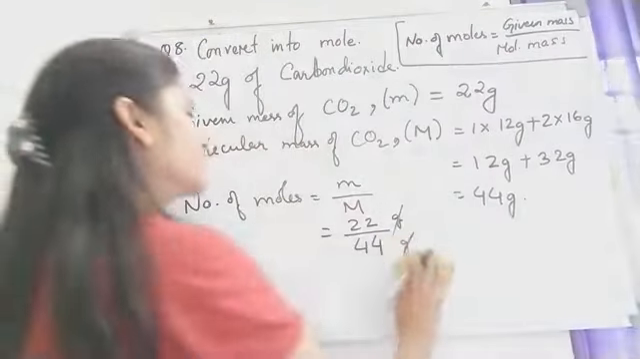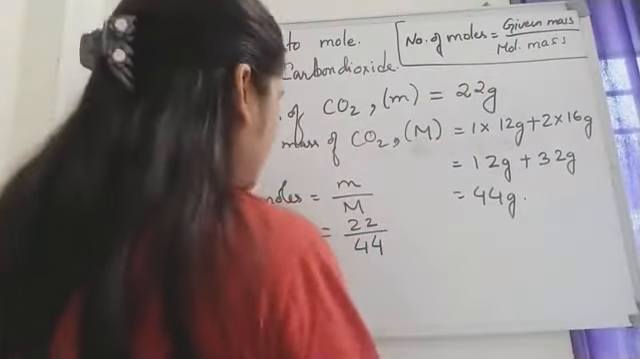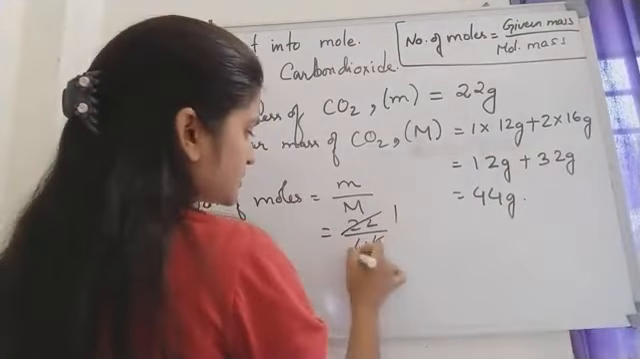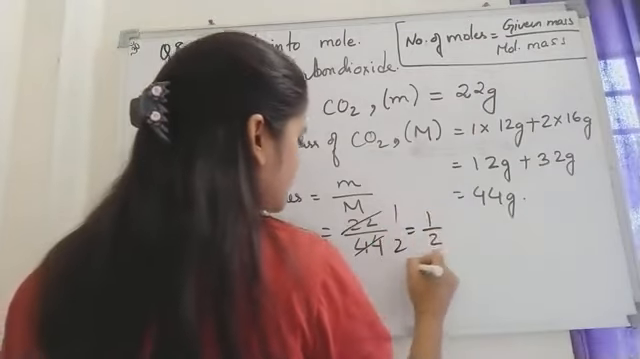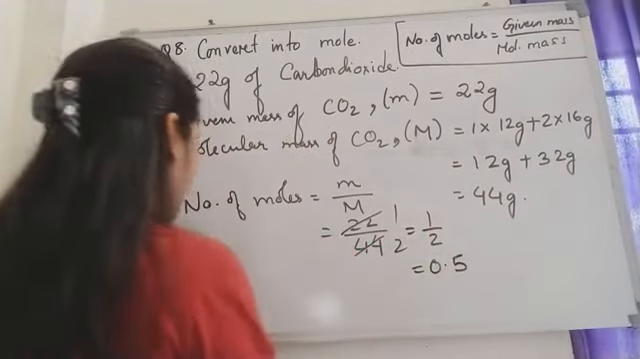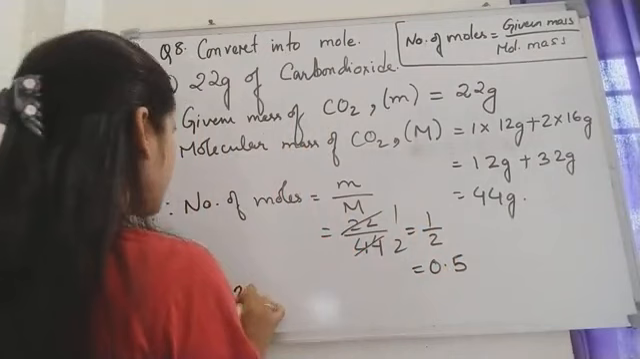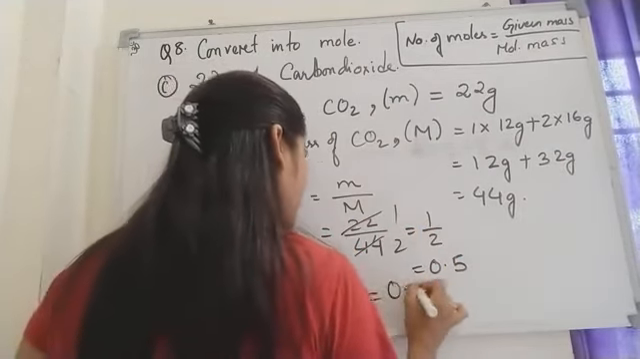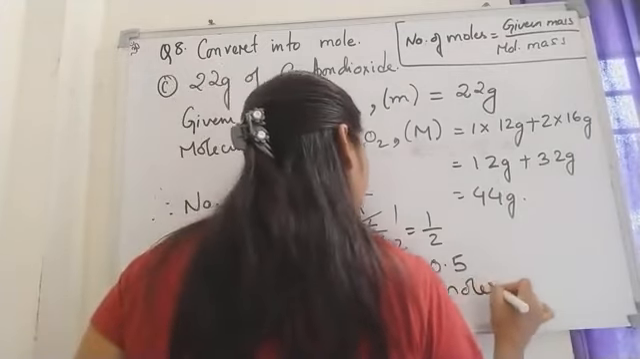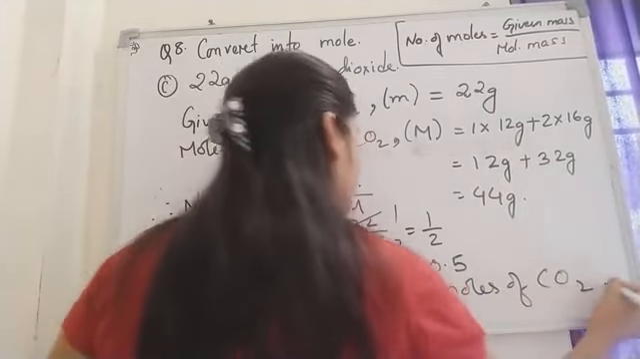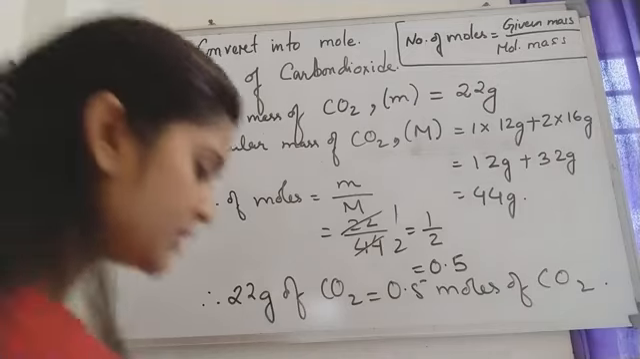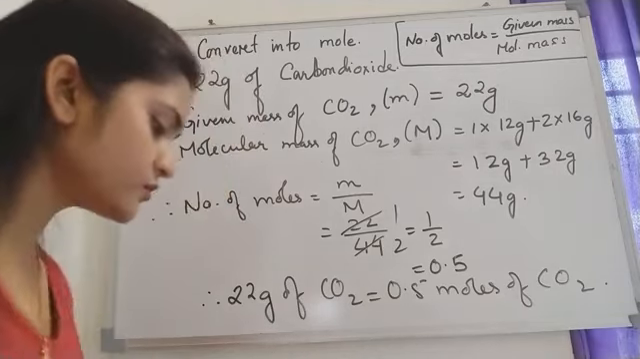So it's very easy to cancel. It will be equal to how much? This is 1, this is 2. 1 by 2 is equal to 0.5. So therefore, 22 gram of carbon dioxide is equal to 0.5 moles of carbon dioxide. So this is the solution for question number 8. Now let's move to question number 9.